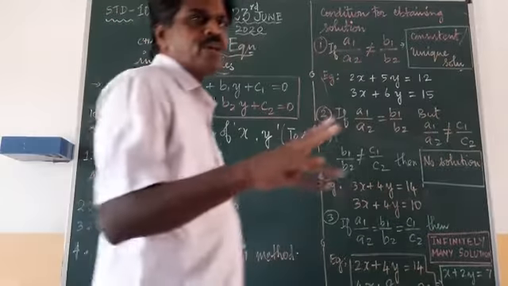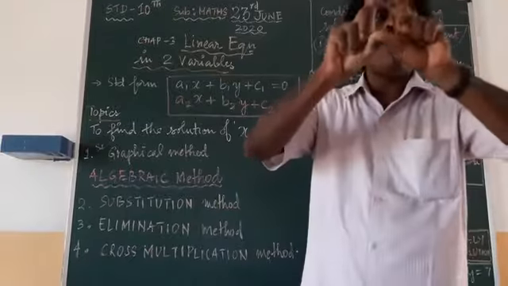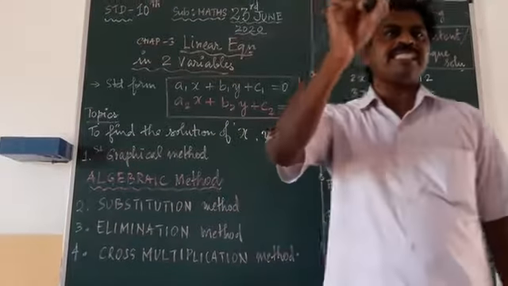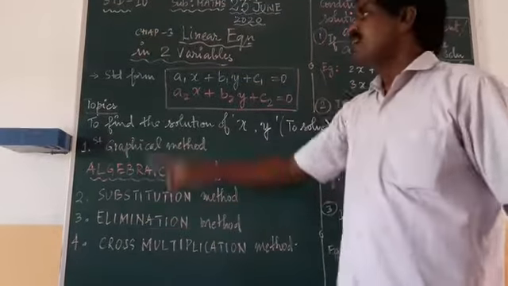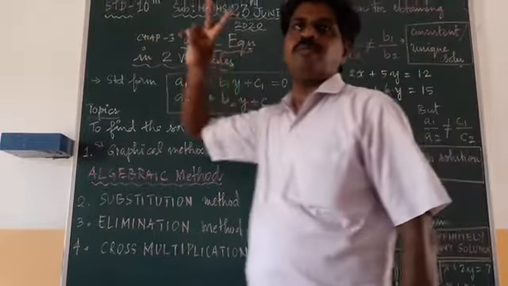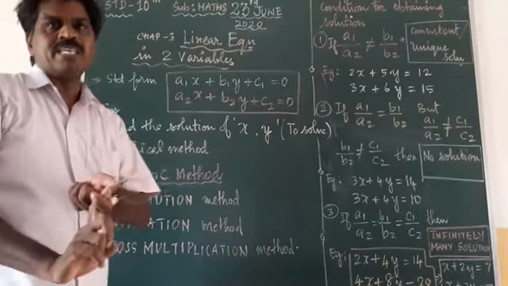In the previous chapter, what have you seen? Polynomial equations, all in a single variable. That means only x will be there, or only y will be there. It will be a single variable. Here two variables will be there. Two variables means x and y variables will be there.